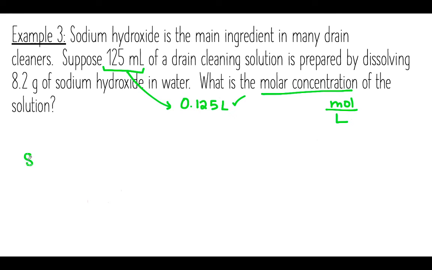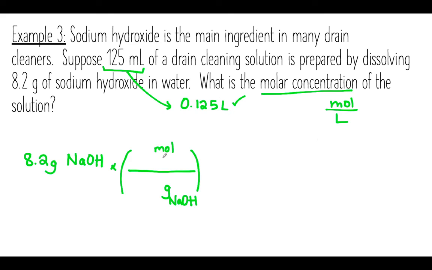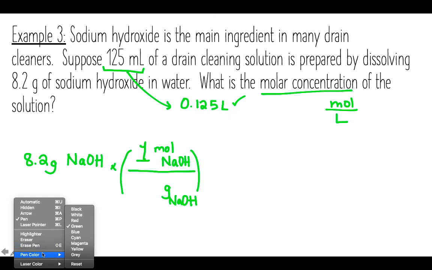So let's do that. 8.2 grams of NaOH, and I need to convert to moles of NaOH. So how do I go from grams of NaOH to moles of NaOH? That has to do with the molar mass. So for every 1 mole of NaOH, how many grams of NaOH are there? I'm going to maybe change colors here just to make things a little bit easier to understand.